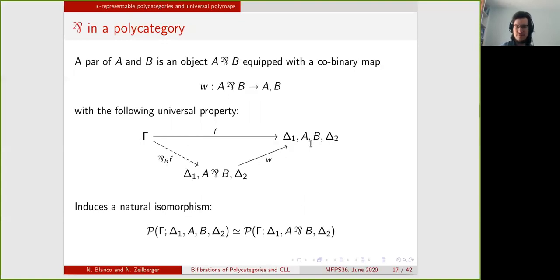We have something similar for the par, but where we exchange the notion of input and output. So we'll get a co-binary map, a map that goes out of the par into A, B, but has a factorization property where this binary map is now post-composed. So everything factors through the post-composition by W. And a natural isomorphism, where now we have A, B in the output and that gives A par B in the output.